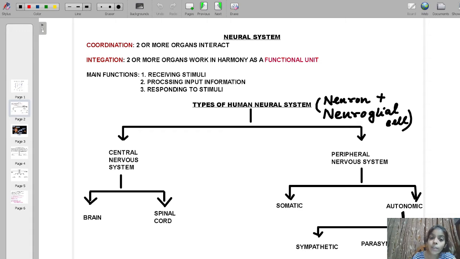Let us start with the basic structure of the nervous system, and that is the central nervous system, which we will study first. So it includes the brain and the spinal cord. First we will study the brain.